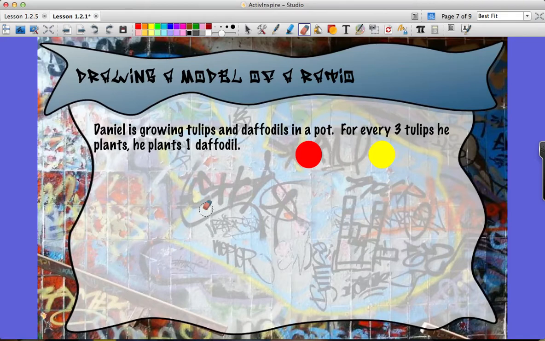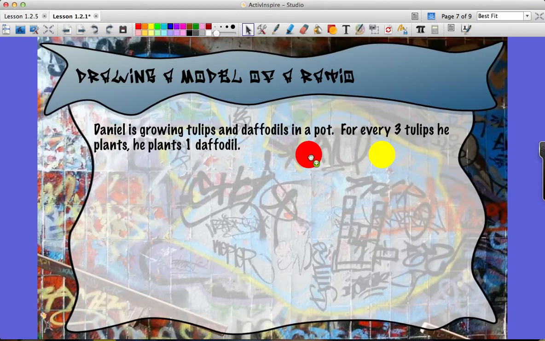All right, and the next thing we're going to talk about is drawing a model of a ratio. So you don't always have to look at it in your head. Sometimes it's easier to draw it out, and I know some of us are very skilled artists, however I'm not, so I like to just use my counters. So I look at the problem. Daniel is growing tulips and daffodils in a pot. For every 3 tulips he plants 1 daffodil.